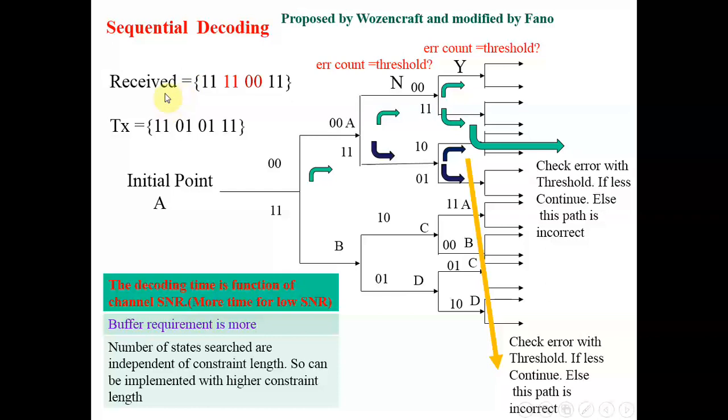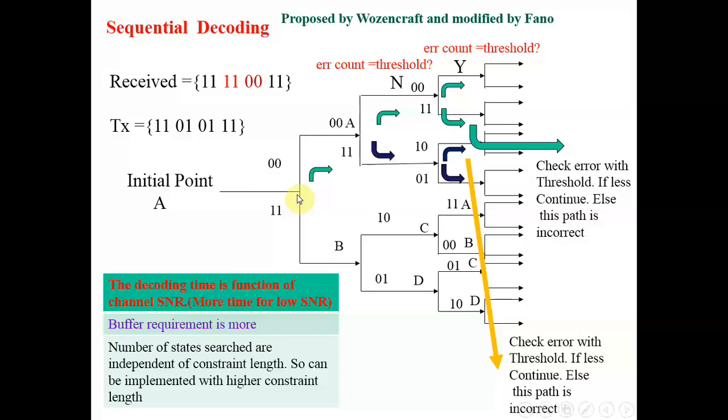So let's start with the received code word 11110011. Again I am showing you the transmitted code word here for your reference. It is assumed that the decoder has this code tree structure available with it. So let's start with the initial point. What you receive is 11. As your encoder is going to produce 2 bits at a time, we will take 2 bits at a time. So we will be taking pairs of bits for decoding, not a single bit at a time. So what I receive first is 11 as the received bits.